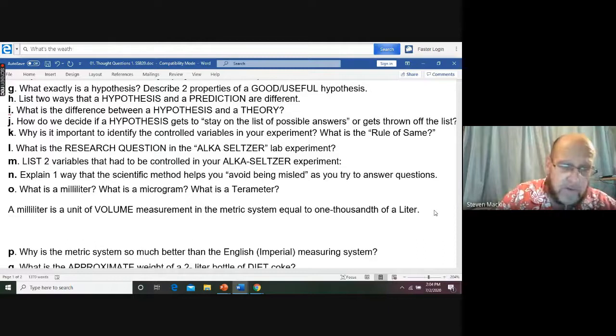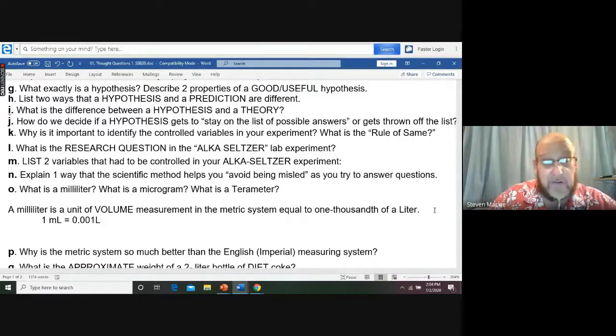Now, if you wrote it this way, if you defined a milliliter this way, 1 milliliter equals 0.001 liters. You know what? I would have to give you credit for that, because it essentially defines a milliliter. A milliliter is 0.001 liters. But either of these would be a halfway decent definition of a milliliter.